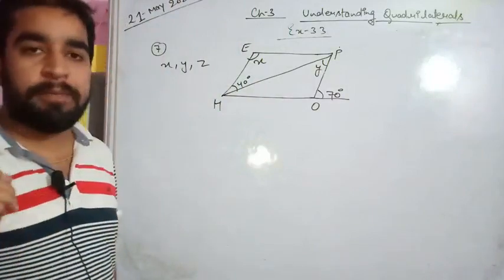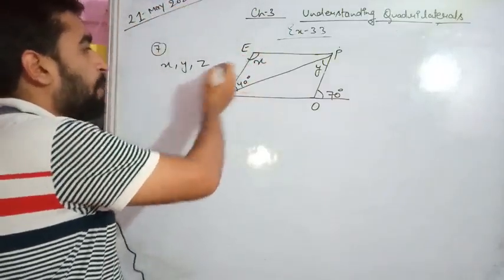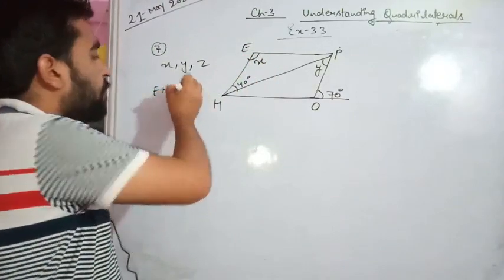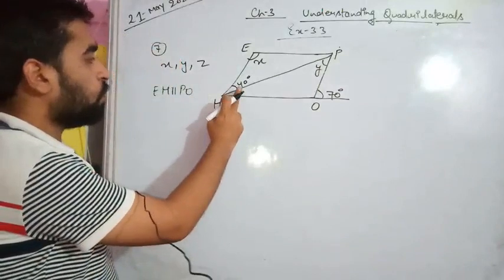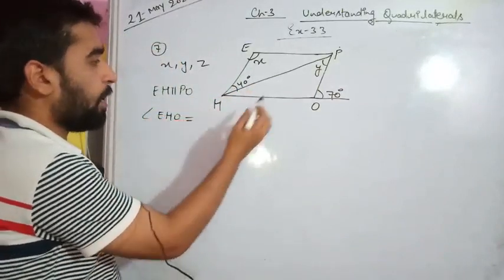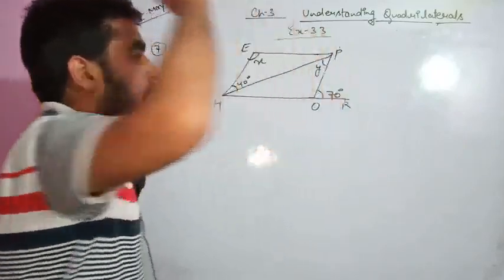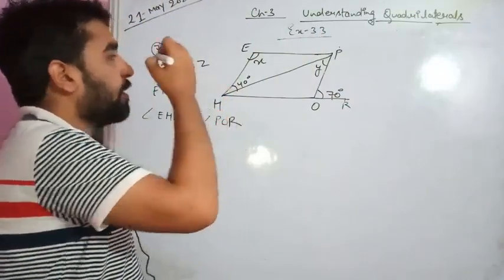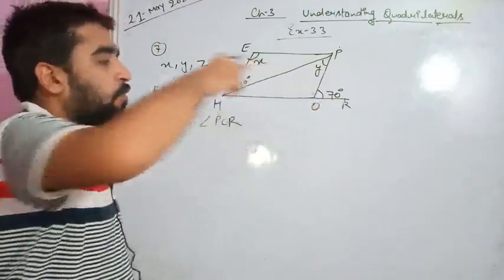So students, we should apply the properties which we have learned. As you can see, HOPE is a parallelogram. So EH is parallel to PO. Okay, EH is parallel to PO. So these two angles, angle EHO and angle POR, suppose I am giving this angle a name R. So angle EHO will be equal to angle POR, and the reason why these two angles will be equal is that they are corresponding angles.